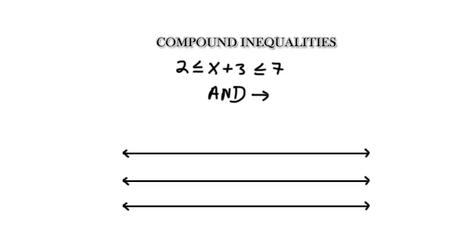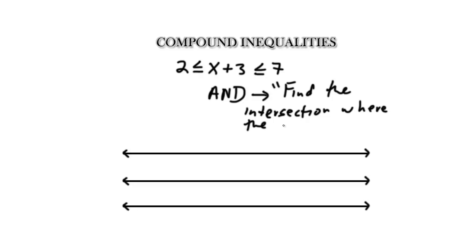So here we want to find the intersection where the two graphs overlap. Okay, so essentially that's what we're doing when we think of the word and, right? We're finding the intersection where the two graphs overlap.